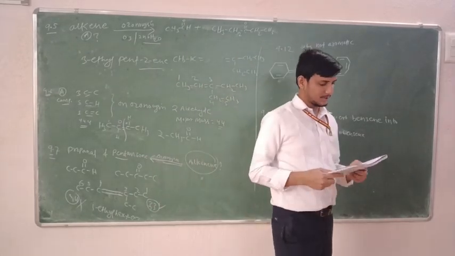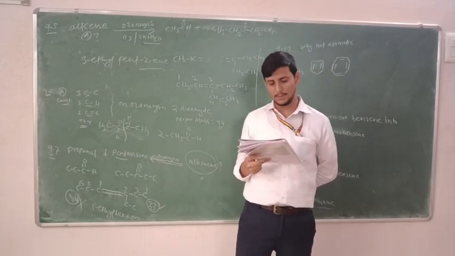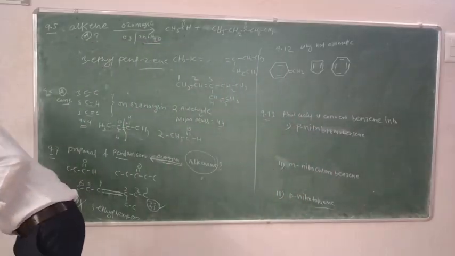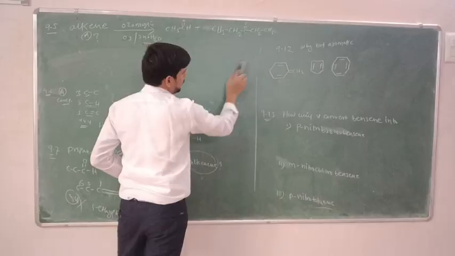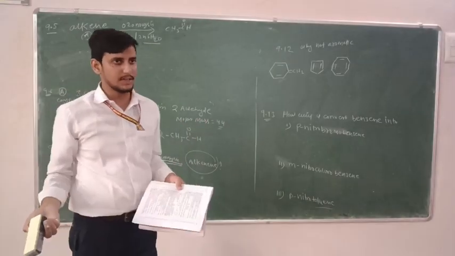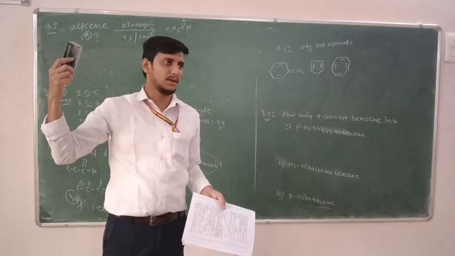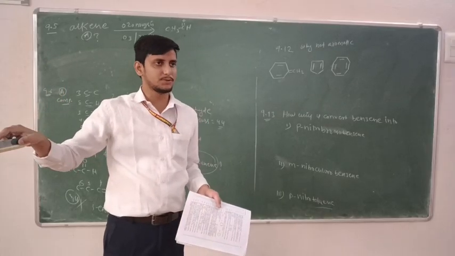Now 9.8. Write the chemical equation for combustion reactions of the following hydrocarbon. What is the product of combustion reactions? Complete combustion gives CO2 plus H2O. Write the substrate and burn the compound, okay? And form the products and balance the equations, okay?